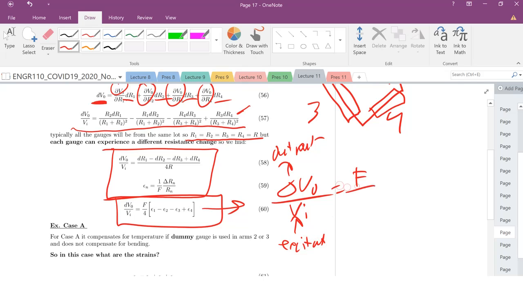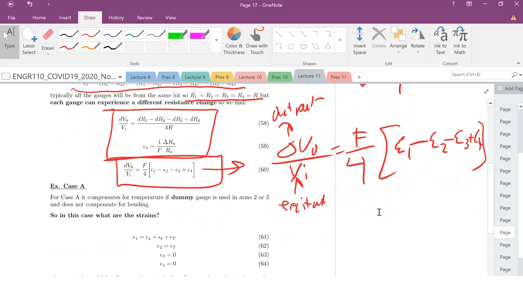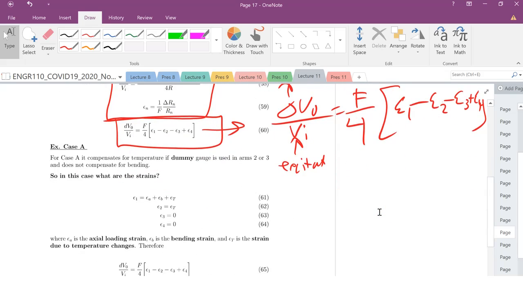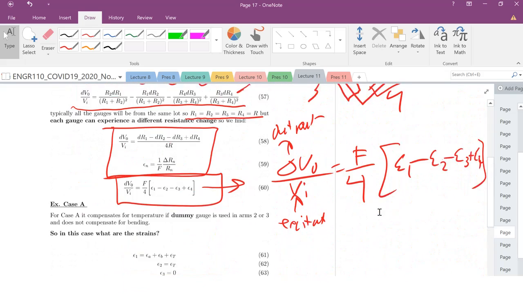It's going to be gauge factor over 4 times the strain in your first strain gauge minus strain in the second strain gauge minus strain in the third plus strain in the fourth. That's it. That is going to be what's happening here. So let's look at a couple of examples and what's going on here.